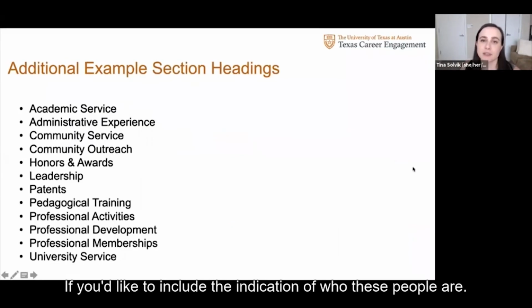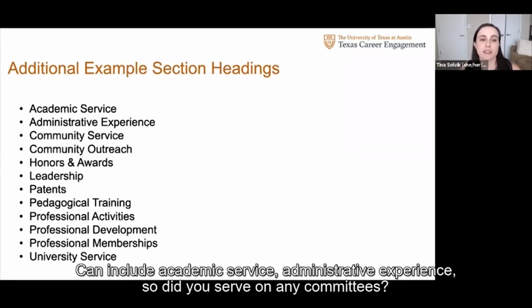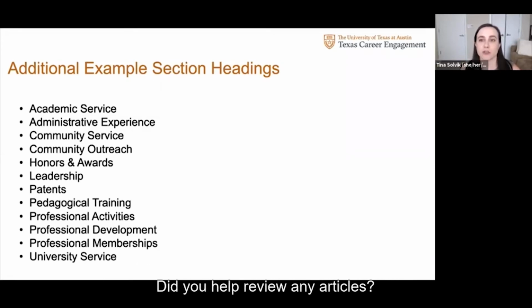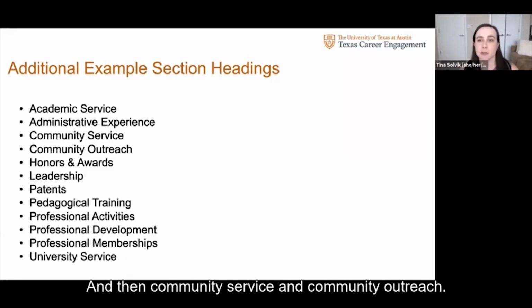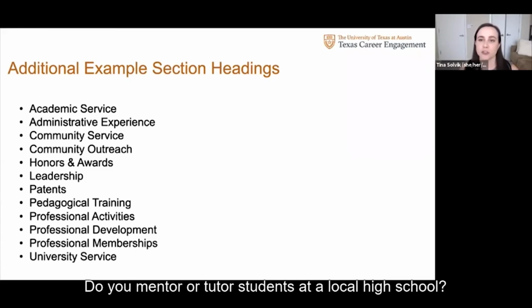So additional example section headings we don't have time to go over, but can often be seen in CVs, can include academic service, administrative experience. So did you serve on any committees? Did you help review any articles? Are you on a committee for a national society? And then community service and community outreach. Do you engage in a public STEM education day? Do you mentor or tutor students at a local high school?